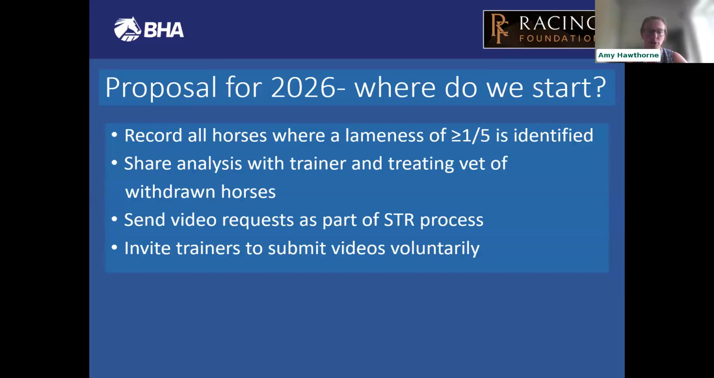We also will use video invitations of Sleip for our suitability to race protocol, which is essentially the protocol used on horses that are withdrawn from racing for lameness or other orthopedic issues. We're also going to have a real drive to encourage trainers to submit videos voluntarily of any horse they've identified as a horse with an unusual gait. This is something we already do using WhatsApp videos, but Sleip would be much neater in terms of filing the videos. And obviously we also get to see the analysis as well, which is of great interest to us.